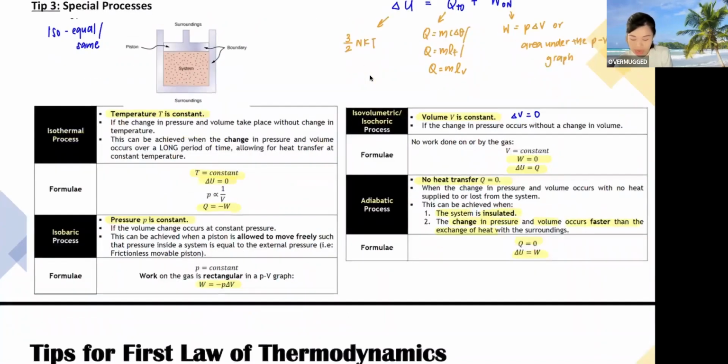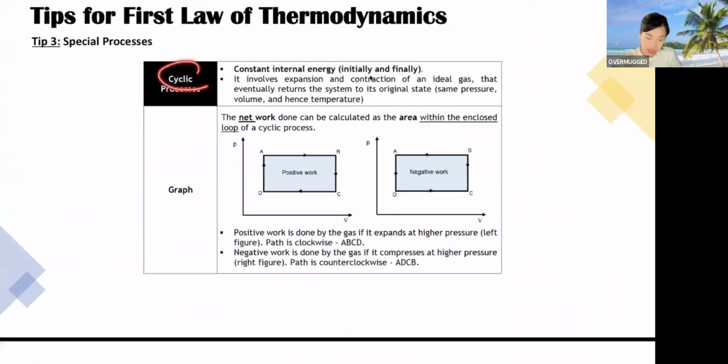Okay. And the last special process, cyclic process. Now in a cyclic process, this is important. It is a process whereby in my diagram, it will happen as a full loop. So what happens is that you will have an enclosed loop that signifies the start and the end to be the same. So for this, there is constant internal energy initially and finally, which means to say that at the end of the day, your delta U is equal to 0. Okay? Because it starts and returns to the same position, so there is no change in internal energy.